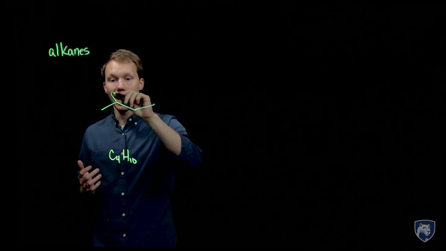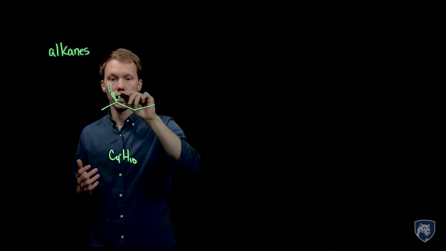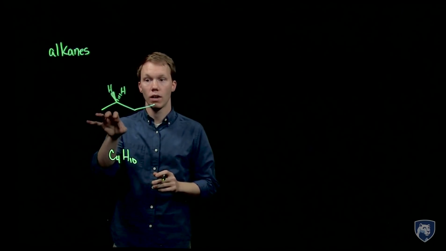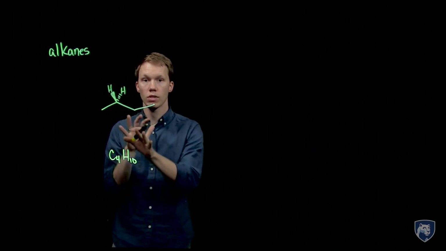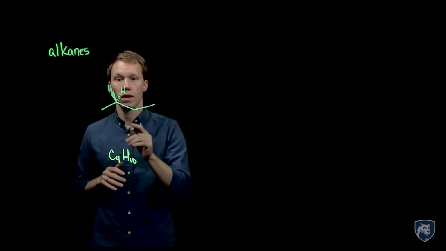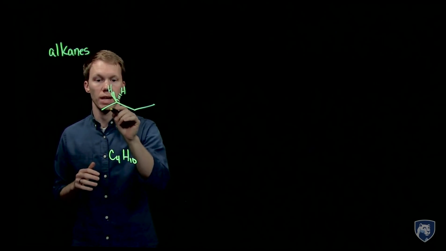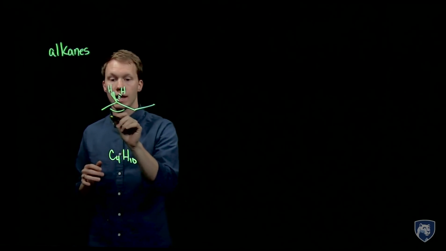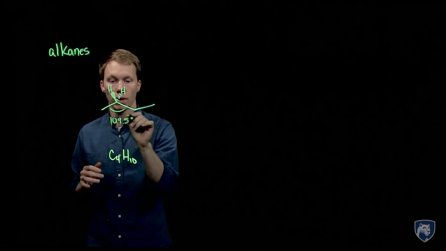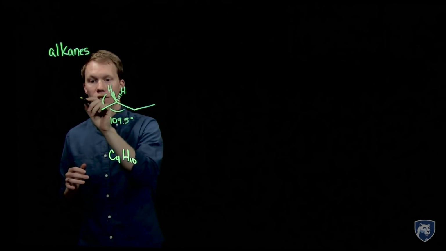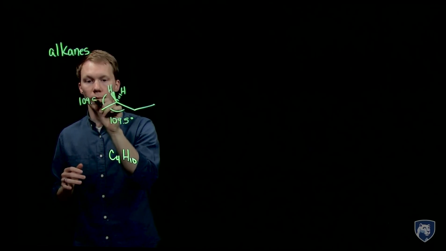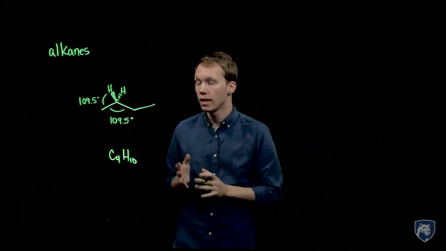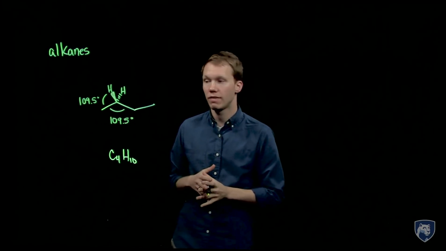We can add wedge and dash bonds to this to give it more of a three-dimensional appearance. Remember that the wedges are coming out of the board, the dashes are coming into the board, so we start to see a little bit more of how this will actually look in three-dimensional space. Because this carbon atom has 4 groups attached to it, the ideal bond angles will be 109.5 degrees for that tetrahedral molecular geometry. And these in an alkane will be pretty close to that angle of 109.5. You'll just see small deviations here and there.